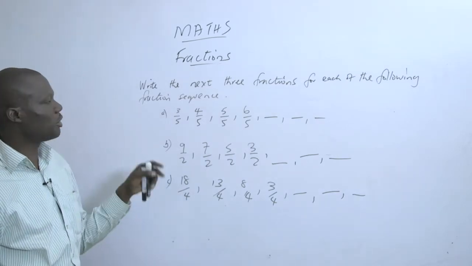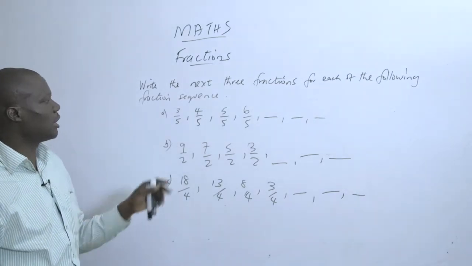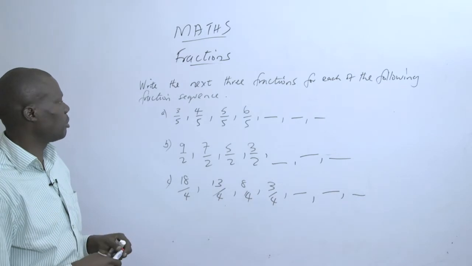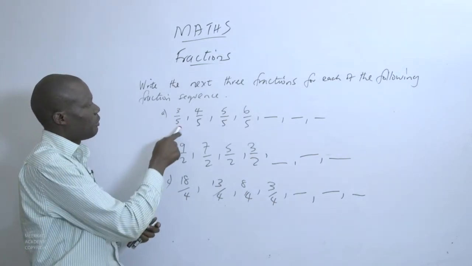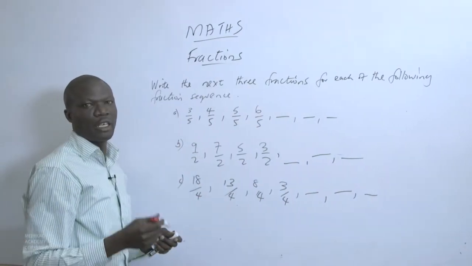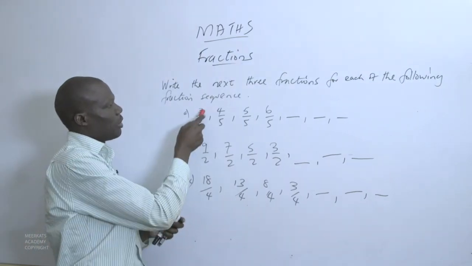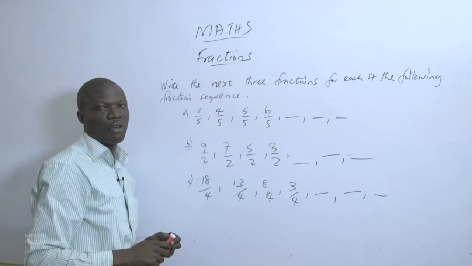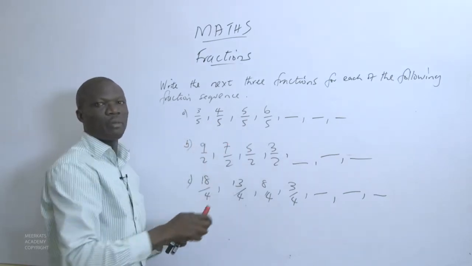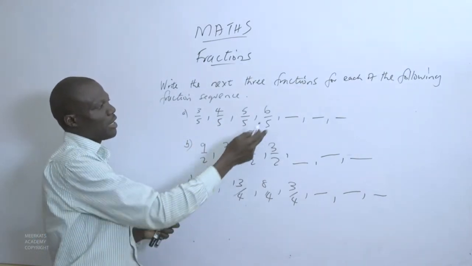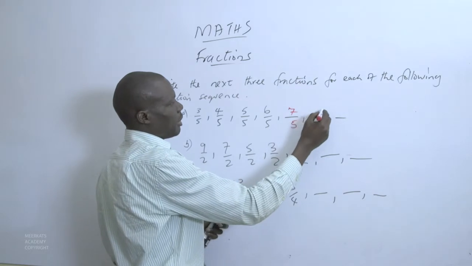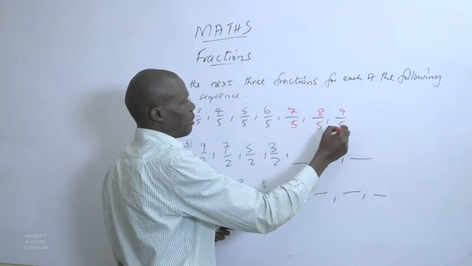In any number sequence, we should be able to study the pattern and see what is causing the next number to be the way it is. So we have 3 over 5, 4 over 5, 5 over 5, 6 over 5. You realize that what's happening is that we are increasing the numerator by 1. That is 3, 4, 5, 6. But the denominator remains 5, which implies that the next numbers we shall expect after 6 are 7 over 5, 8 over 5, and 9 over 5.